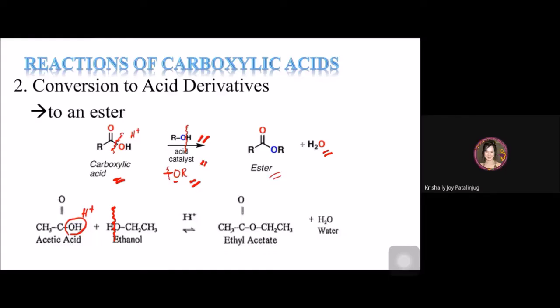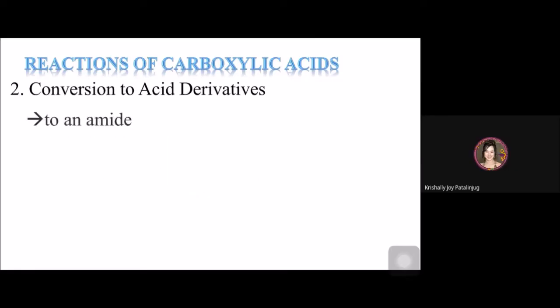Next, let's have the conversion of carboxylic acids to their amide derivative. The conversion of carboxylic acid to amide via direct reaction with an amine is expected to be somewhat difficult. This is because whenever you react an amine with a carboxylic acid, the amine will act as a base. Amine is very basic in character, so as a base, it will always accept a proton from the carboxylic acid.